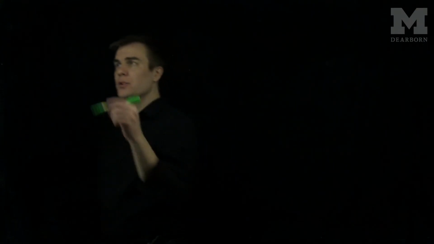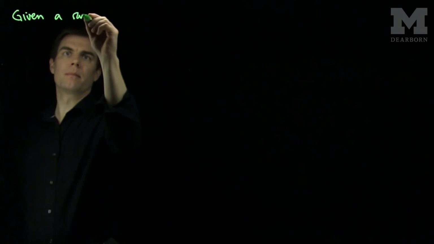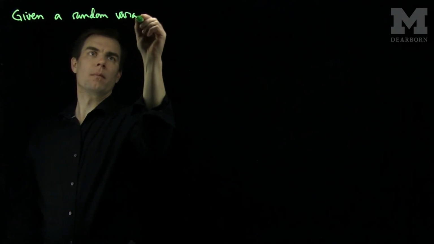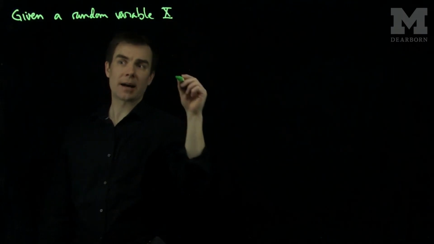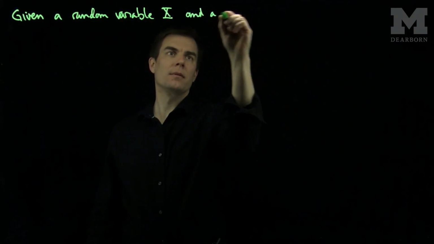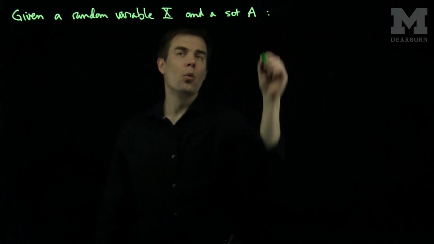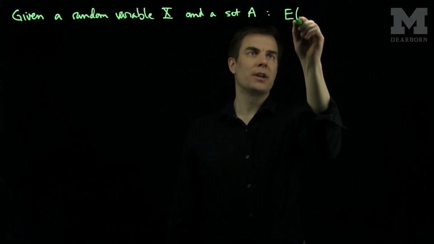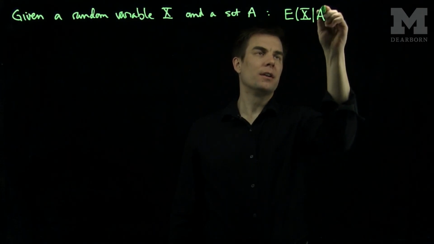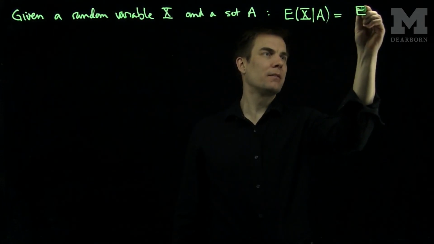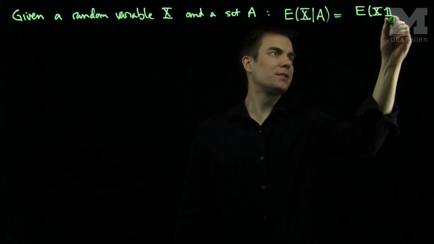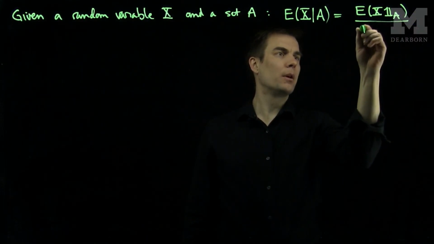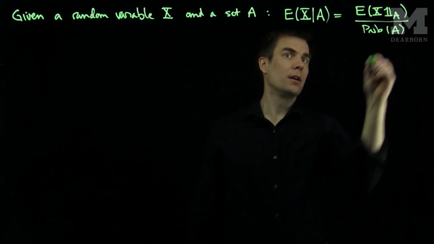Hello students, in this video we'll discuss basic properties of conditional expectations and how they relate to martingales. So given a random variable x and a set A, we have the following formula. The conditional expectation of x given this set A is the expected value of x on the set A over the probability that A occurs.